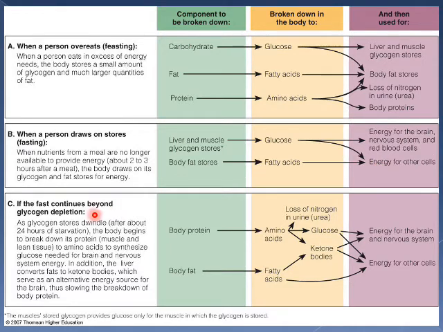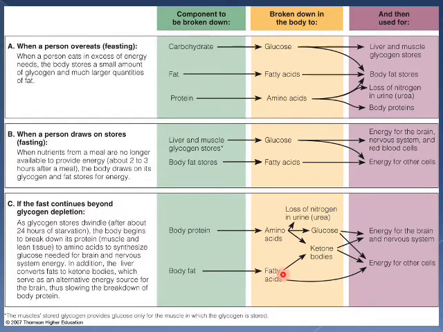Once the fast continues beyond glycogen depletion, in letter C, what happens is the body protein that has been broken down to amino acids will start to be used to make glucose, because remember, glucose is needed for the brain and the nervous system and also red blood cells. And so that starts to happen at a very rapid rate. And there's a loss of that nitrogen from the deamination of the amino acids, and that's lost through the kidneys as urea. So to slow the degradation of the body protein down after glycogen depletion, your body kicks into ketosis.